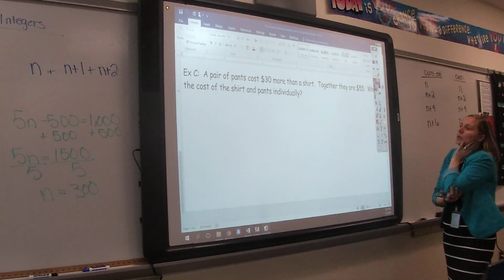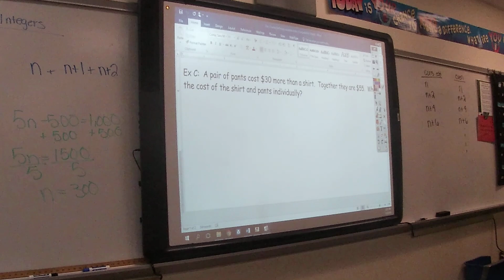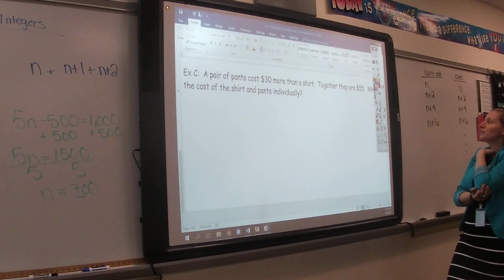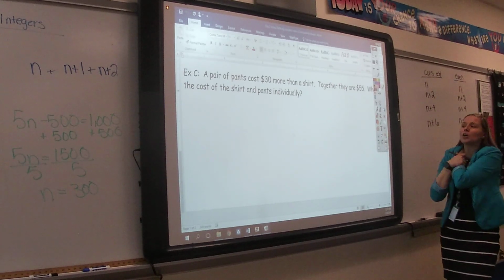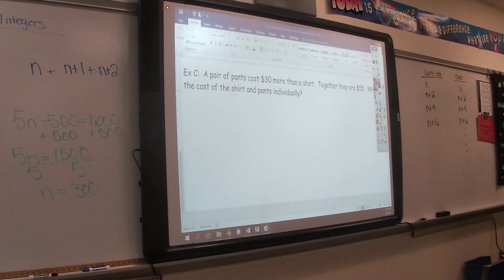So if I look at this story problem up here, a pair of pants costs $30 more than a shirt. Guys, this is a super simple one because I wanted us to be able to talk about the concept. So don't say you can just do it in your head. Yes, duh. I want to talk about the concept. A pair of pants costs $30 more than a shirt. Together, they are $55. What is the cost of the shirt and pants individually? What is this problem asking us to find?